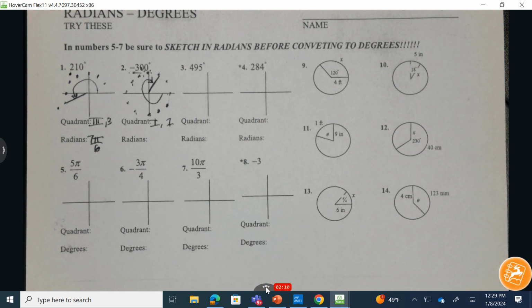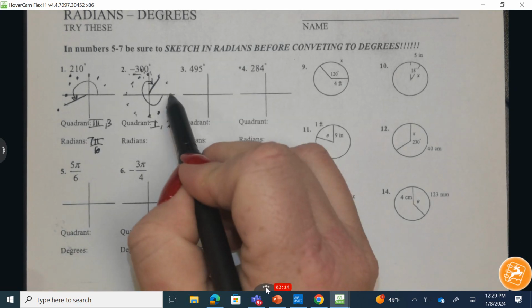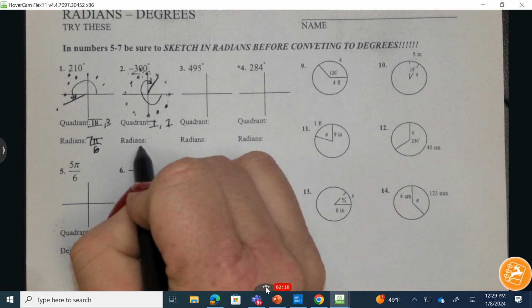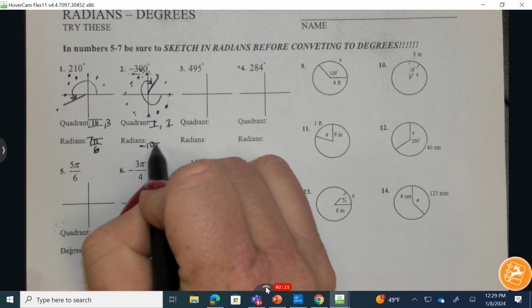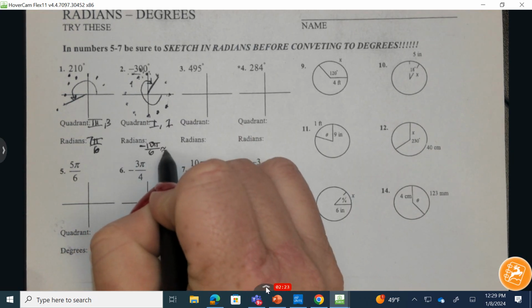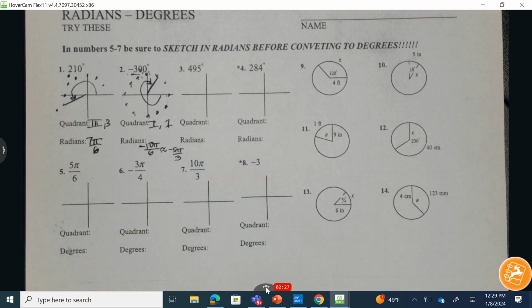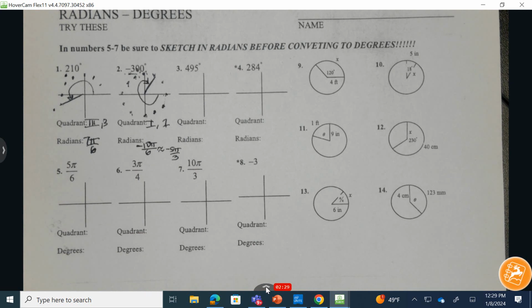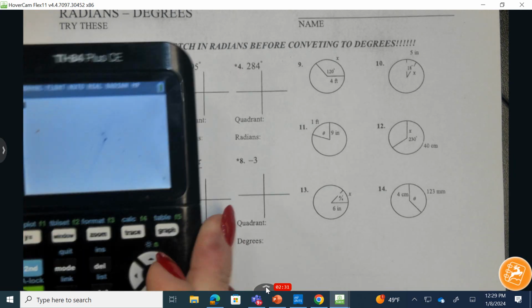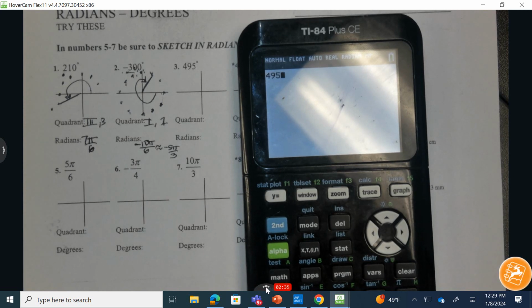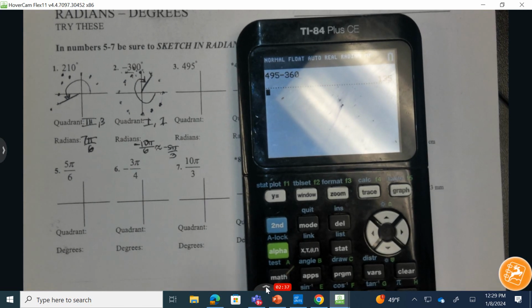And as a radian measurement, what is 300 degrees equivalent to? Well, let's count here. 1, 2, 3, 4, 5, 6, 7, 8, 9, 10. So negative 10 pi over 6, which reduces to negative 5 pi over 3. All right, let's look here at 495. Now, I recognize that 495 is greater than 360. Let's take 495 and subtract 360 to get 135.